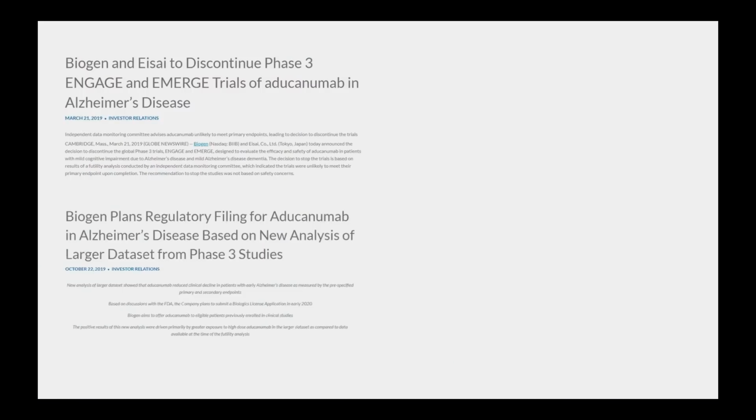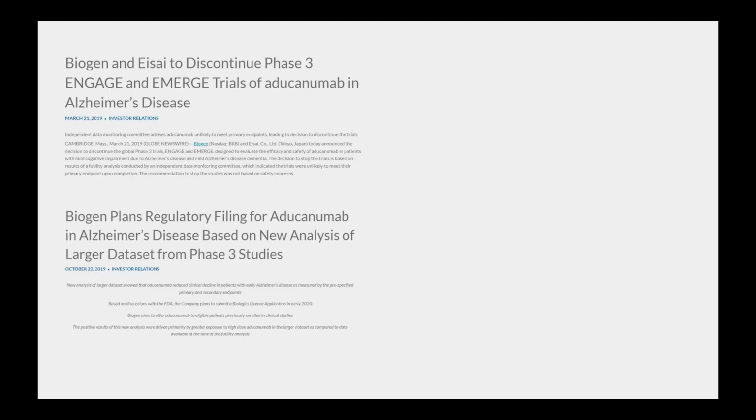So this was disappointing, but not unexpected. But now the story gets interesting, because this was in March 2019, about 7 months later. Biogen, the company that is sponsoring the drug, said, hold on, wait a minute. We got more data coming in. We've done more analysis, and upon further review, we actually find that one of the trials was positive.